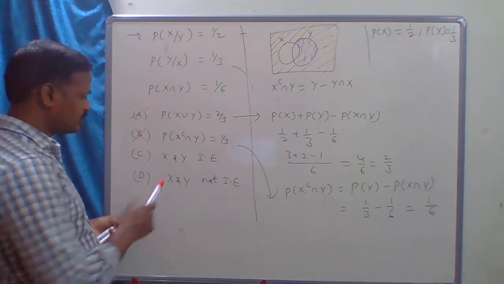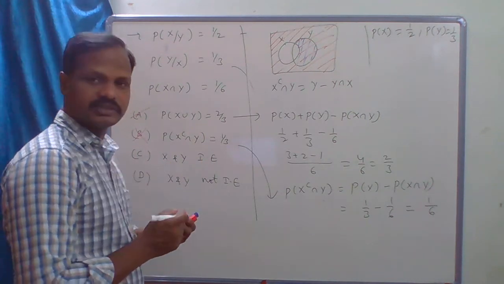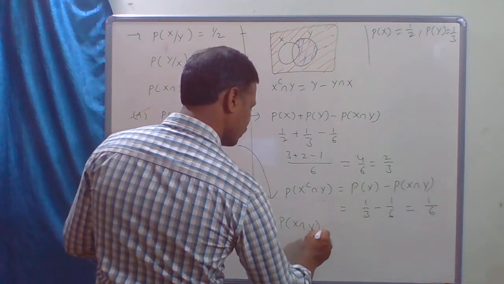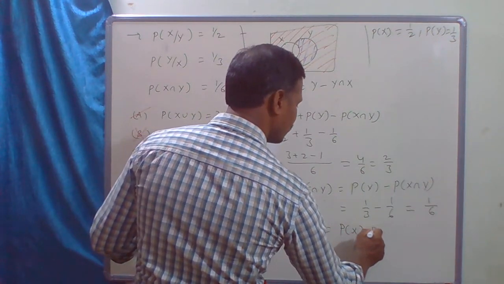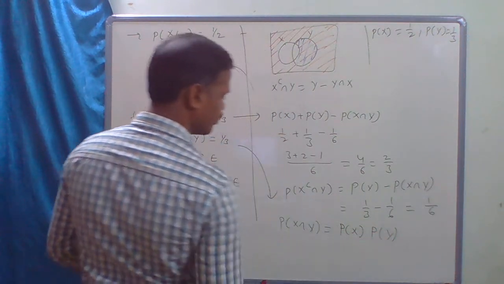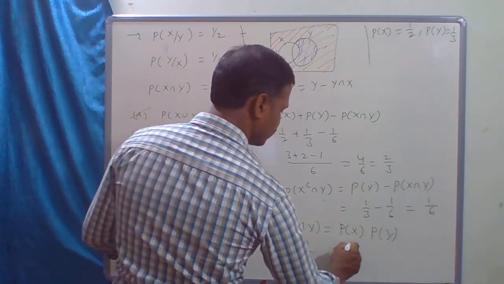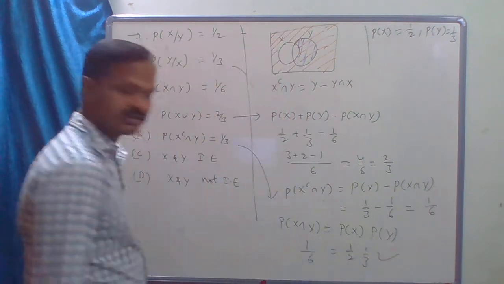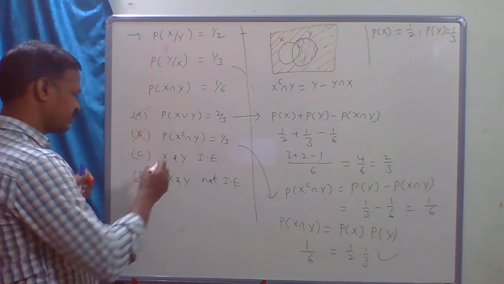Okay. Now x and y independent. So to check independence, we have to check whether probability of x intersection y equals probability of x into probability of y. Then they are independent. So probability of x intersection y is given as 1 by 6. This is 1 by 2 into 1 by 3. So this is correct, 1 by 6 equals 1 by 6. So x and y are independent.